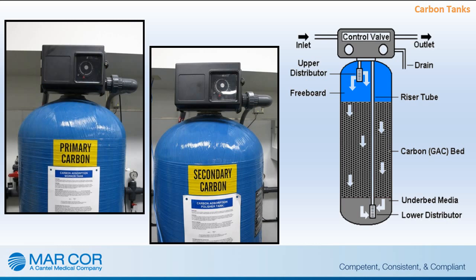Two tanks are used in series: the primary, also called the worker, and the secondary, also called the polisher. These two tanks, or groups or banks of tanks, in series, should provide a total of 10 minutes of empty bed contact time, or EBCT.